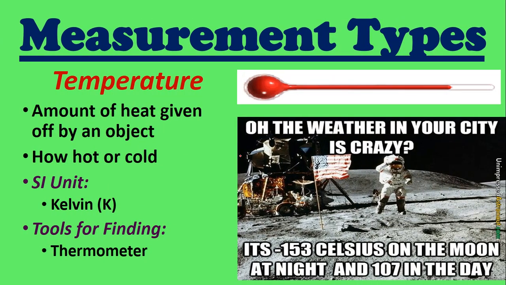The next measurement type is called temperature. Temperature is how much heat is given off by an object, or in a sense, how hot or cold an object is. The SI unit technically is Kelvin, which we represent by K. In most scientific classrooms, we're going to use Celsius because we're not using big temperatures. And the tool to find it is thermometers.